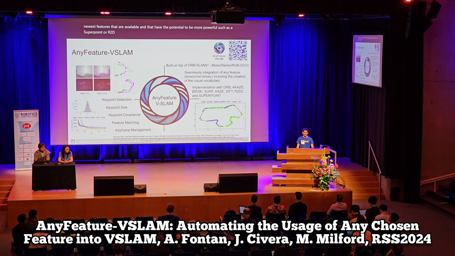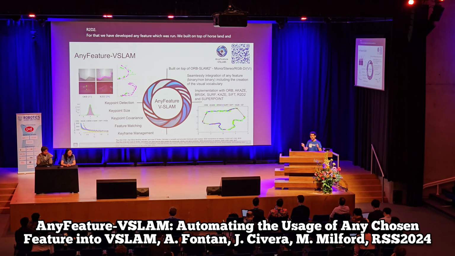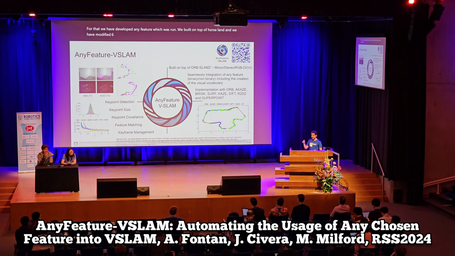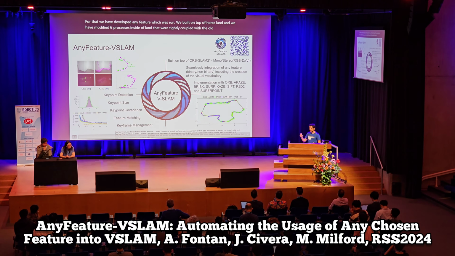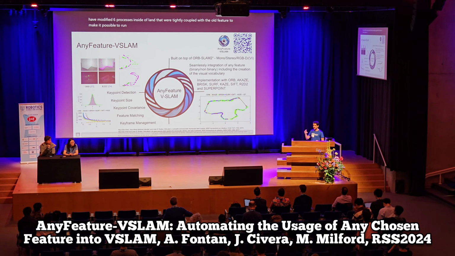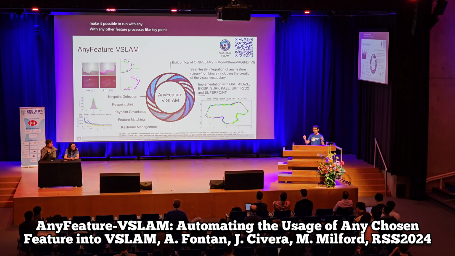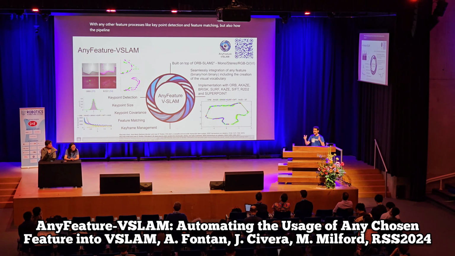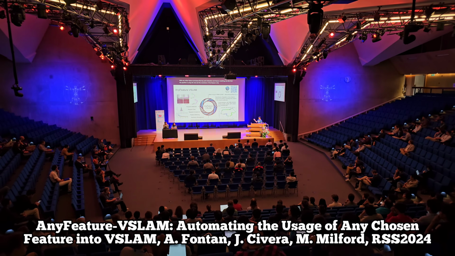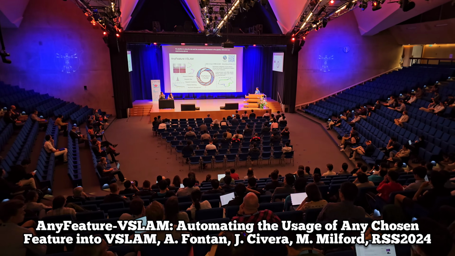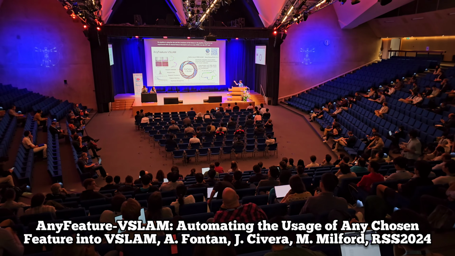For that, we have developed AnyFeature-VSLAM. We built on top of ORB-SLAM, and we have modified 6 processes inside ORB-SLAM that were tightly coupled with the old feature to make it possible to run with any other feature. Processes like key point detection or feature matching, but also how the pipeline is using the size and the covariance of the feature in the pipeline. And we've run experiments with 6 classical feature descriptors, such as KAZE, BRISK, but also SIFT, and also with the newest ones, such as R2.